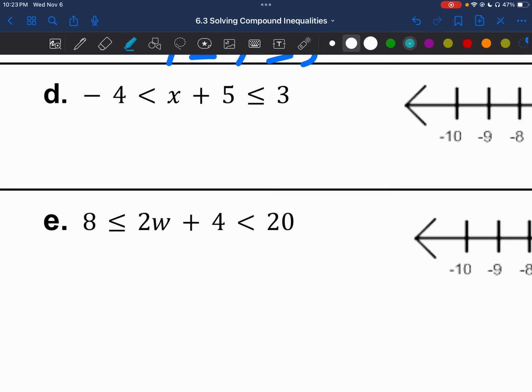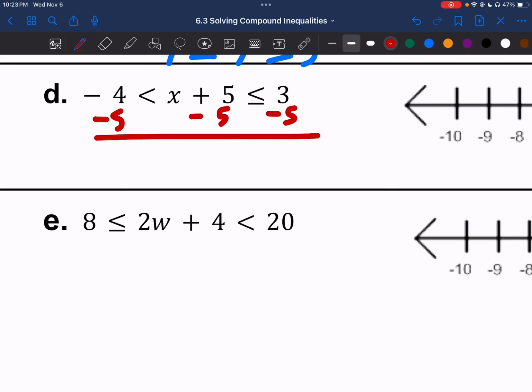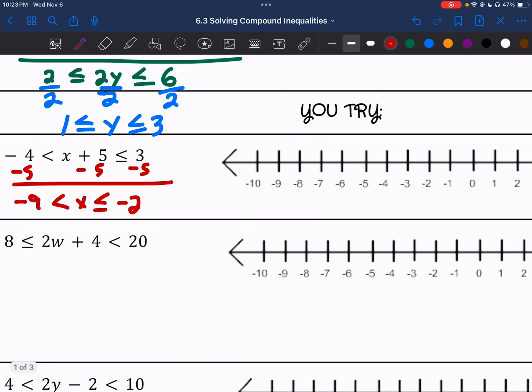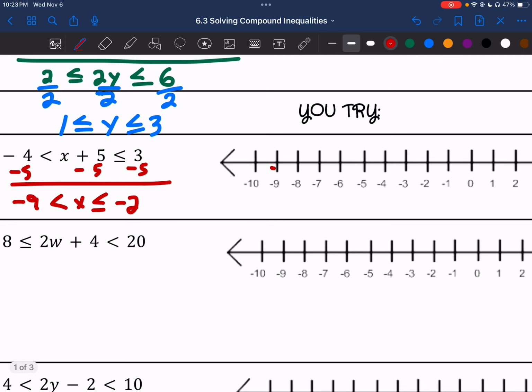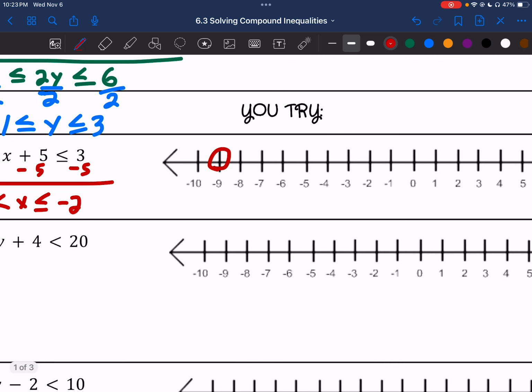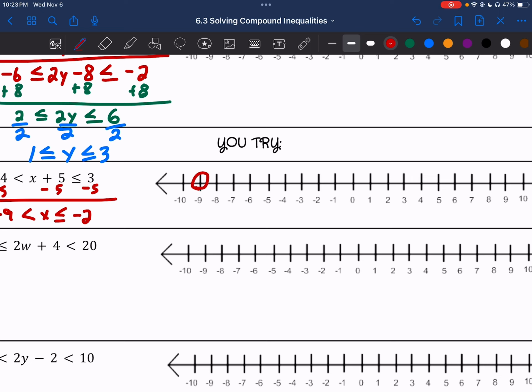Letter D. We are going to start by subtracting 5 from all three sections, and we're going to get negative 9 is less than x, which is less than or equal to negative 2. So we have an open dot at negative 9. We have a closed dot at negative 2. And we are shading in between the two values.